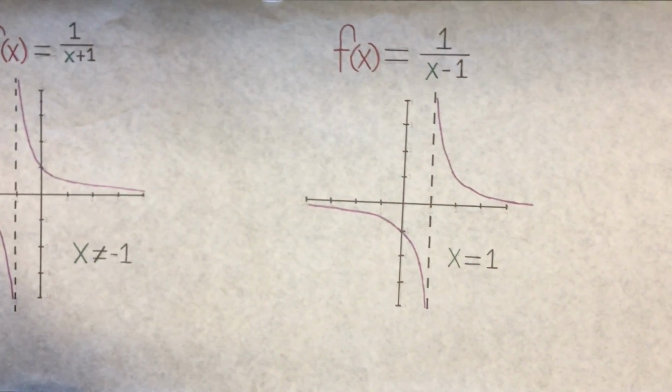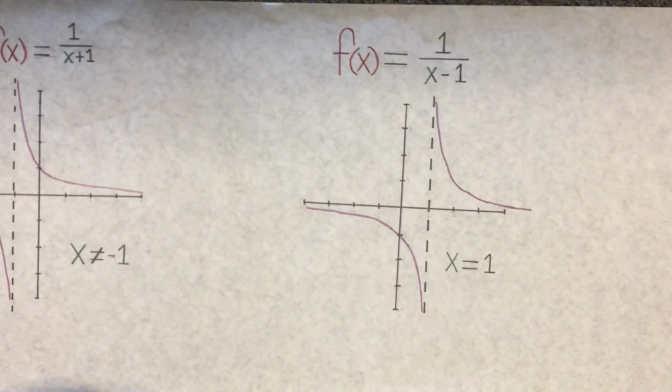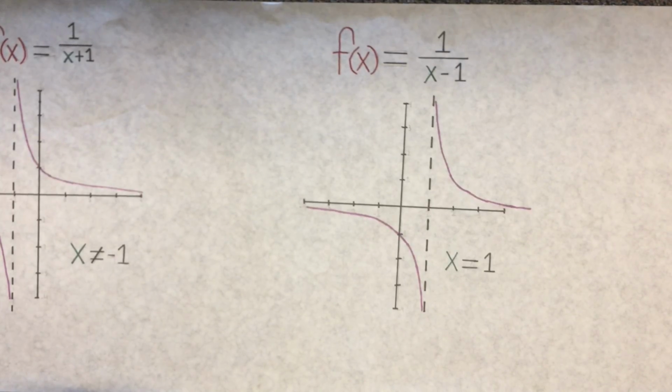Let's move on to the next graph. Here we have f of x equals 1 over x minus 1. Here we can now see the graph has shifted 1 to the right, now with the asymptote of 1. Here we can see if x were to equal 1, the denominator would equal 0. And because the denominator cannot equal 0, x cannot equal 1.